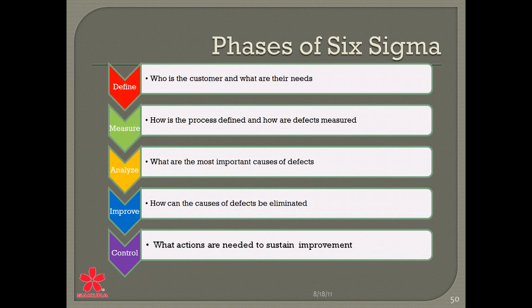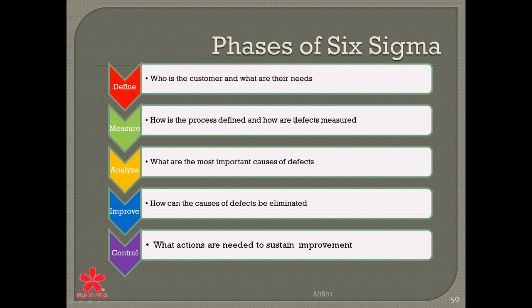So we now go over the phases of Six Sigma. It's really nice to keep it alongside Lean. It's defining, measuring, analyzing, improving, and in the end controlling in your lab. So define who is the customer, what his needs are. Measure: how is the process defined and how are the defects measured. And it's really important to measure your defects. You can learn from them, right?